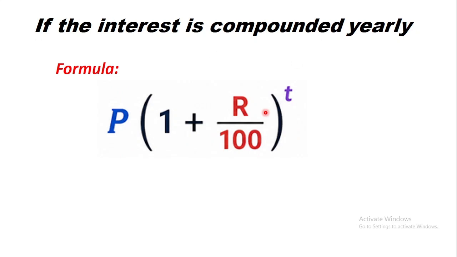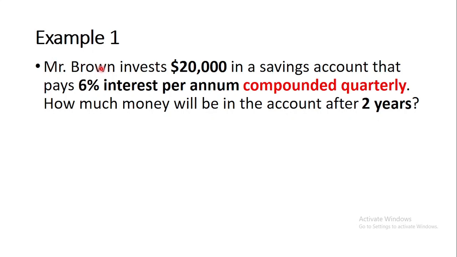But in a case where it is not compounded yearly, like for example, Mr. Brown invests $20,000 in a savings account that pays 6% interest per annum, compounded quarterly. How much money will be in the account after 2 years? Now, if you realize for this question right here, it says that within a year, it compounded quarterly. That means it compounded 4 times per year. So how much money will be in the account after 2 years?